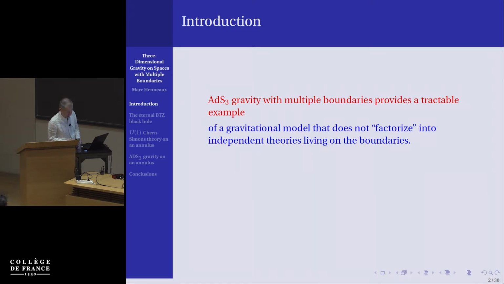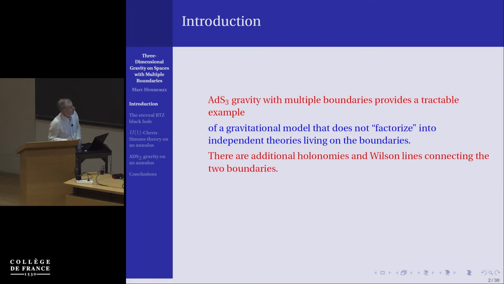so we can reformulate it entirely as a theory living on the boundary. And whether the multiple boundaries bound a connected region or a disconnected region can be seen in the resulting theory living on the boundaries. So, as we will see, in the case of the black hole that I will discuss, we get additional holonomies and Wilson lines that connect the two boundaries, something that would not be the case if we had a theory on two independent disks.